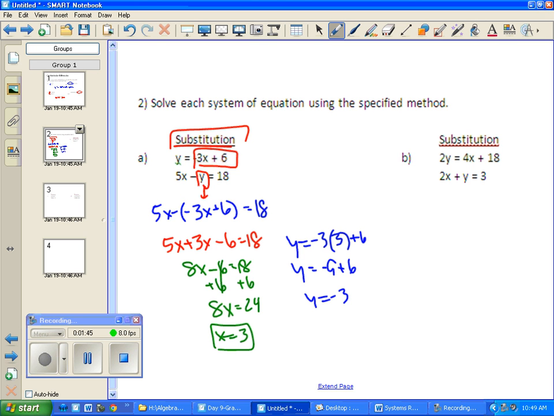The top one looks easy. Let's do the top one. Negative 3 times x, but I know x is 3. Negative 3 times 3 plus 6 is y. Well, that means y is negative 3. Go ahead and check it if you don't believe me.